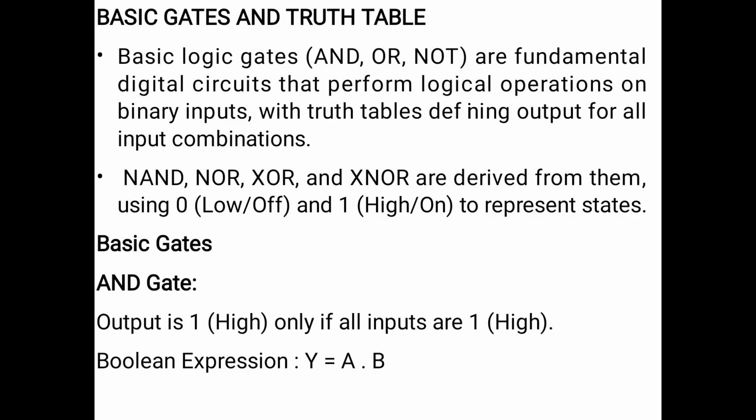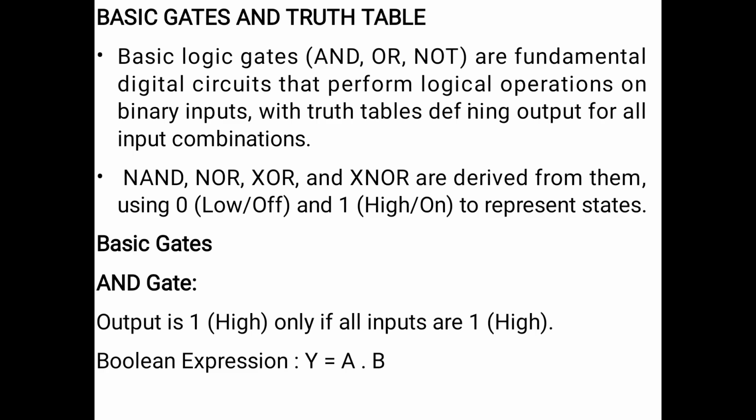Basic logic gates, which are the AND, OR, NOT gates, are the fundamental digital circuits that perform logical operations on binary inputs with truth tables defining the output for all the input combinations. NAND, NOR, XOR, XNOR gates are derived from these basic gates, using 0 as low or off and 1 as high or on to represent different states.